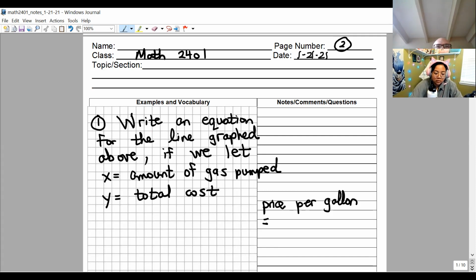So how could we write down a formula that would represent the cost of purchasing a certain amount of gas? So again, how can we convert this relationship into the appropriate equation? Well, if you think about this in practical terms, this is real easy to do.